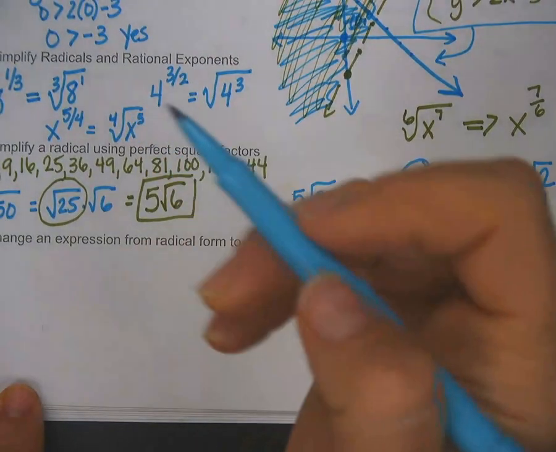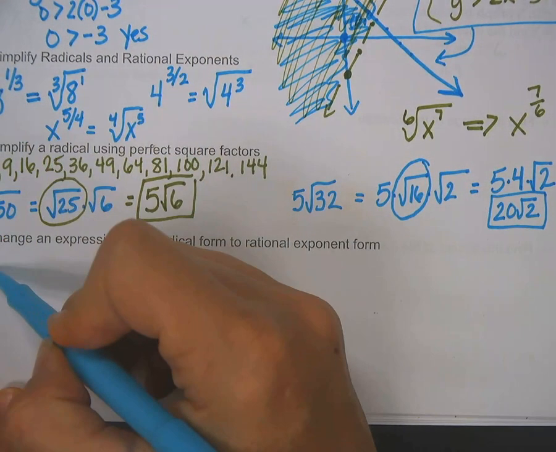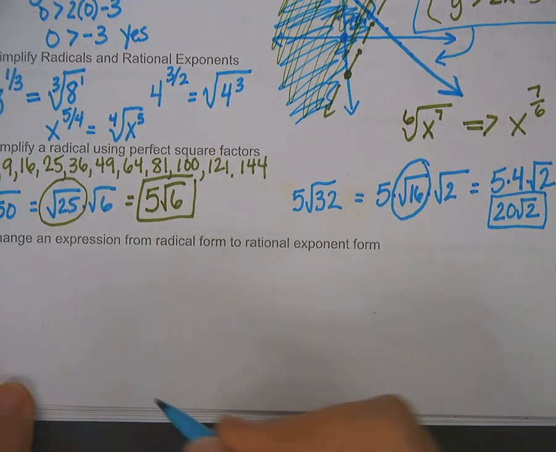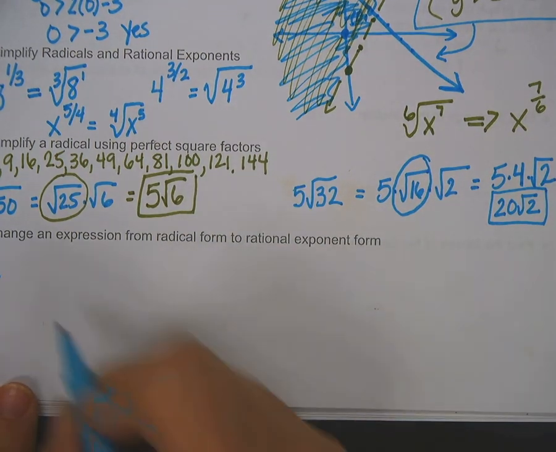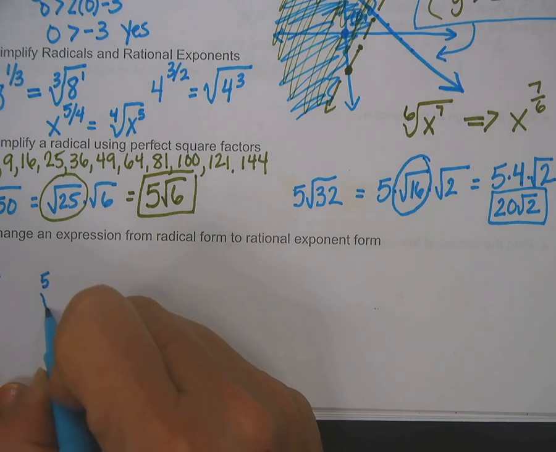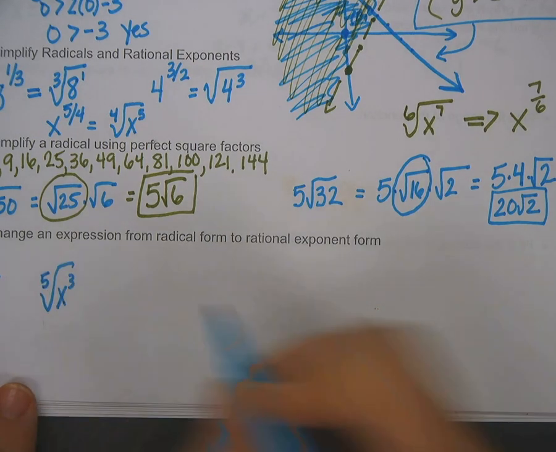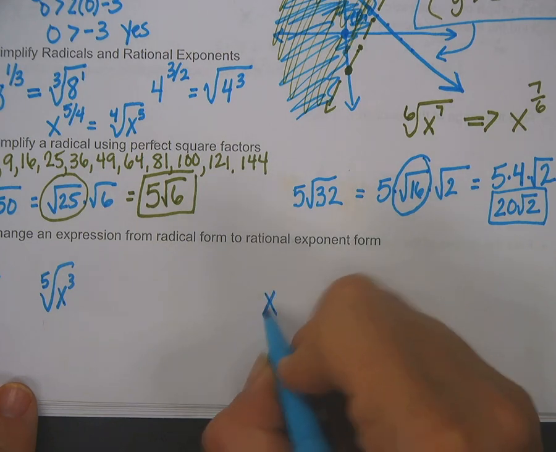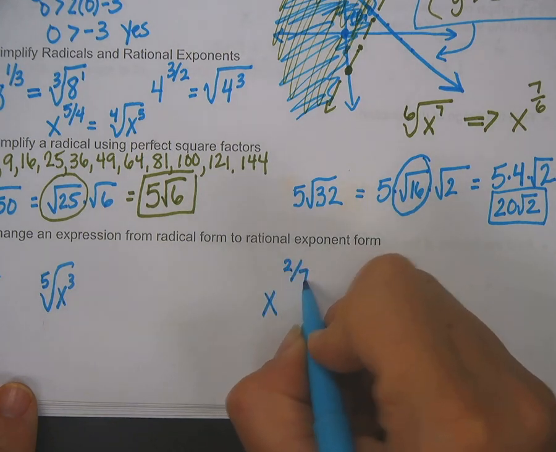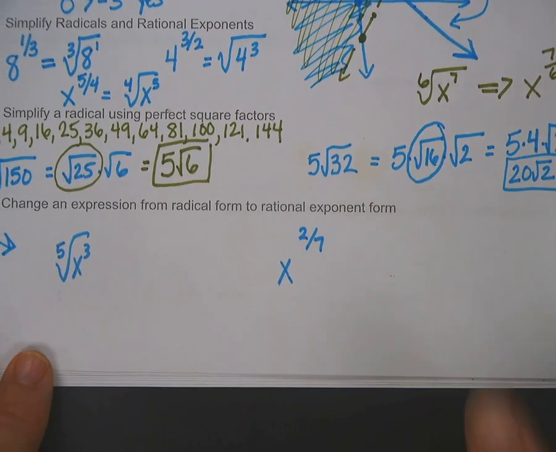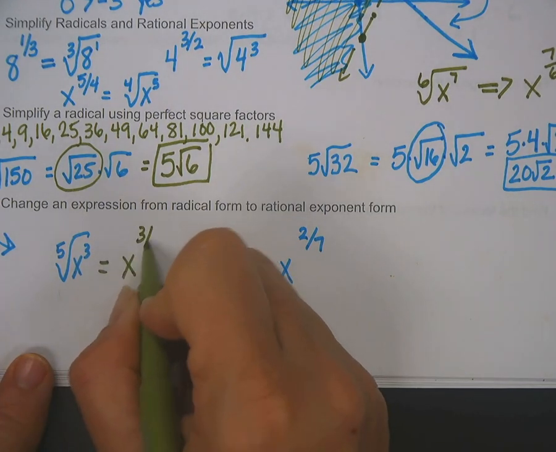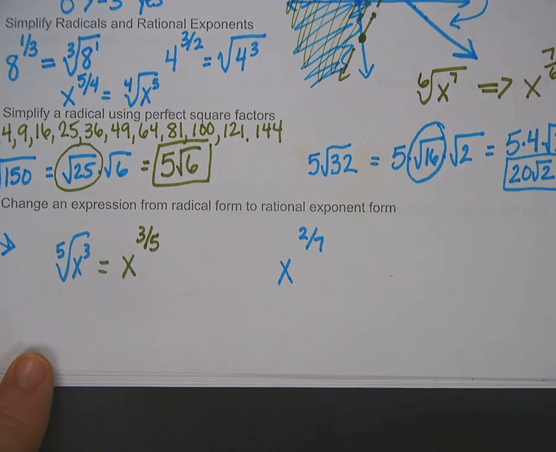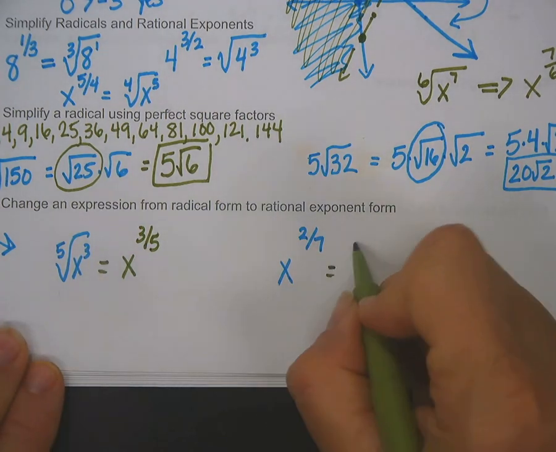All right, and it looks like this is just a duplicate of here. So change an expression from radical form to rational form. So something like this, or something like this. So rational form would look like this, and radical form would look like this.